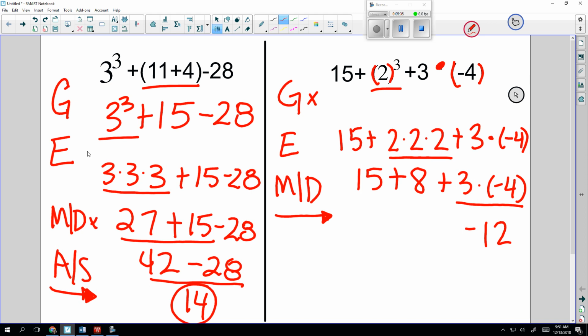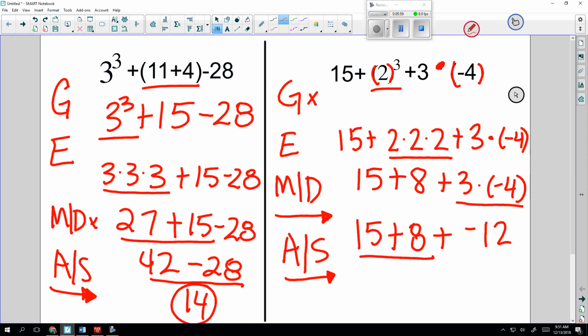Okay, now everything else just gets dropped down. So I have 15 plus 8 plus a negative 12. Do I have any more multiply or divide? No. Okay, what's the last step? Add, subtract. In which direction do I go? Left to right. Okay, so I'm going to start with 15 plus 8. What is 15 plus 8? Okay, 23. And then I have plus a negative 12 left over.